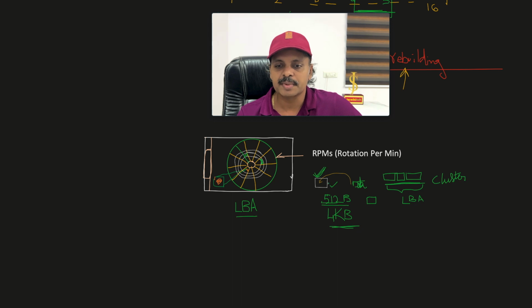So here I am expecting you to remember these words. One is RPM, the disk rotation speed, rotations per minute. That will usually be 7K, 10K, since different disks, different makes and models will have different speeds, 12K or even 15K. That is the maximum we have seen till date.